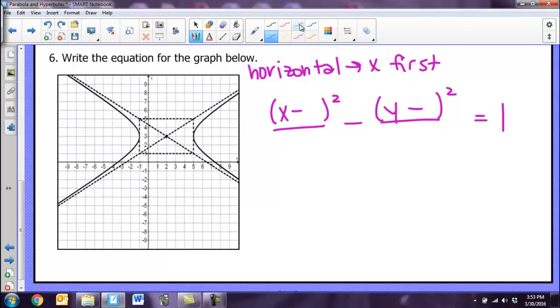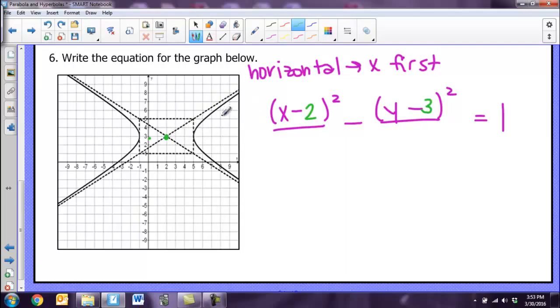The next piece is I'm going to go ahead and find my center. So my center is here at 2, 3, and remember we'd have to change that sign if it had been negative. And now the last piece is I need to go ahead and find my A and my B. There's 2 ways to do this. You can use your asymptotes or you can just count out on your box.